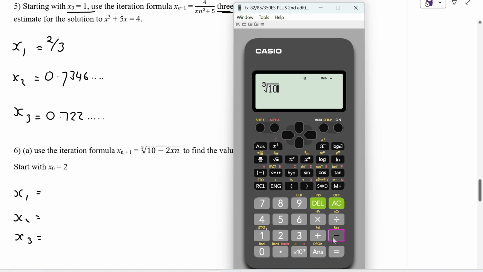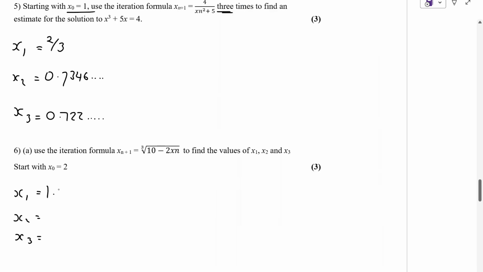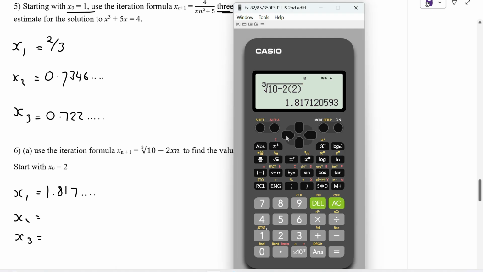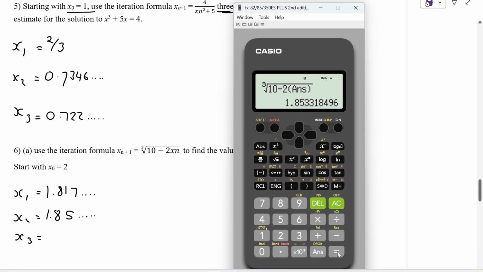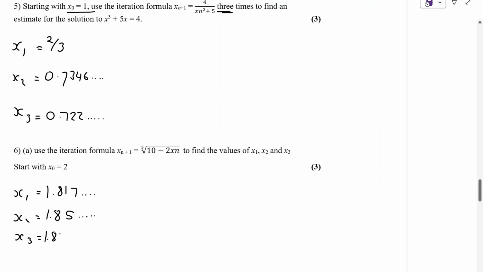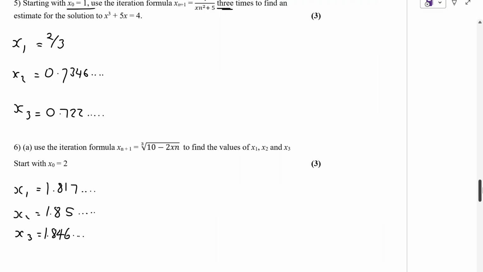Cube root of 10 minus 2xn, so we're starting off with 2. Change this to answer, and equals once more. Okay, nice and easy. You should be getting the hang of it now.